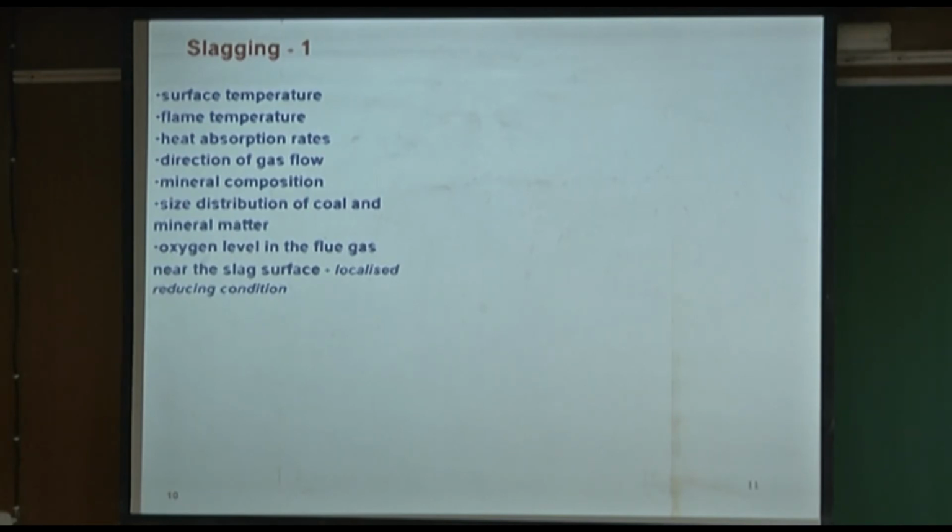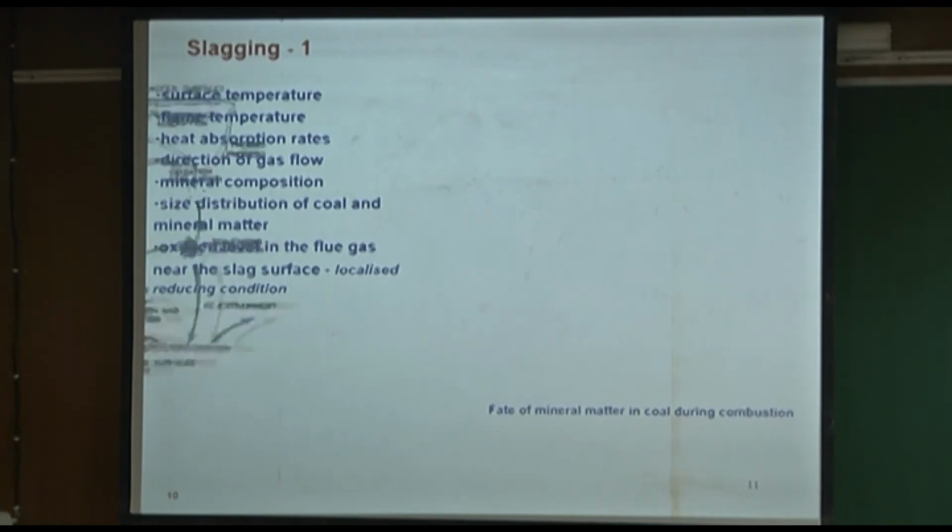Oxygen level in the flue gas is another one. Oxygen level in the flue gas near the slag surface. So there can be localized reducing conditions if sufficient oxygen is not present, and under reducing conditions, some of the compounds actually melt at a lower temperature.